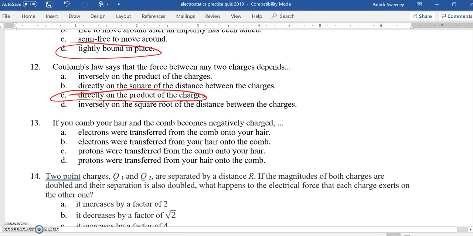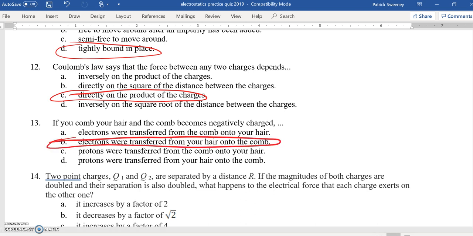13, if you comb your hair and the comb becomes negative, that means electrons had to be given to the comb from your hair.